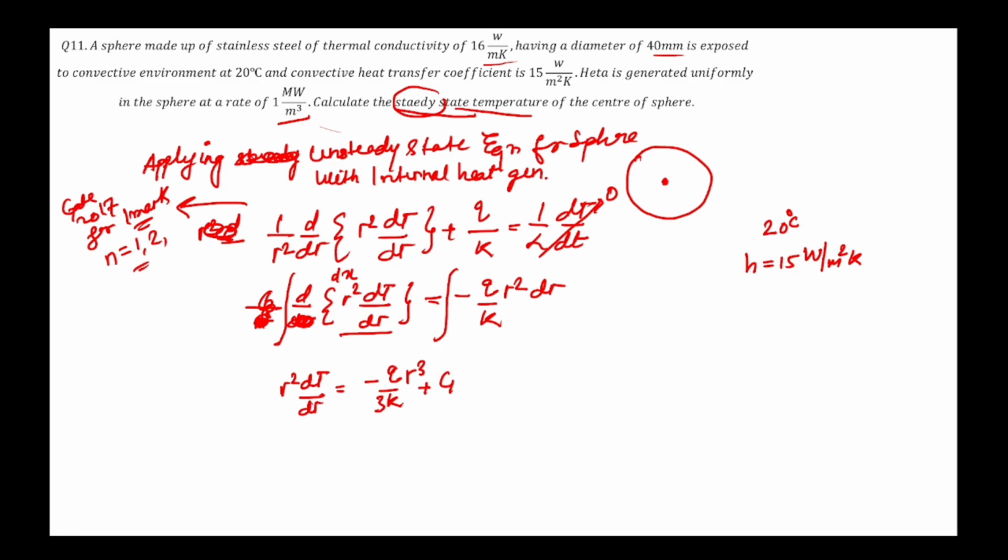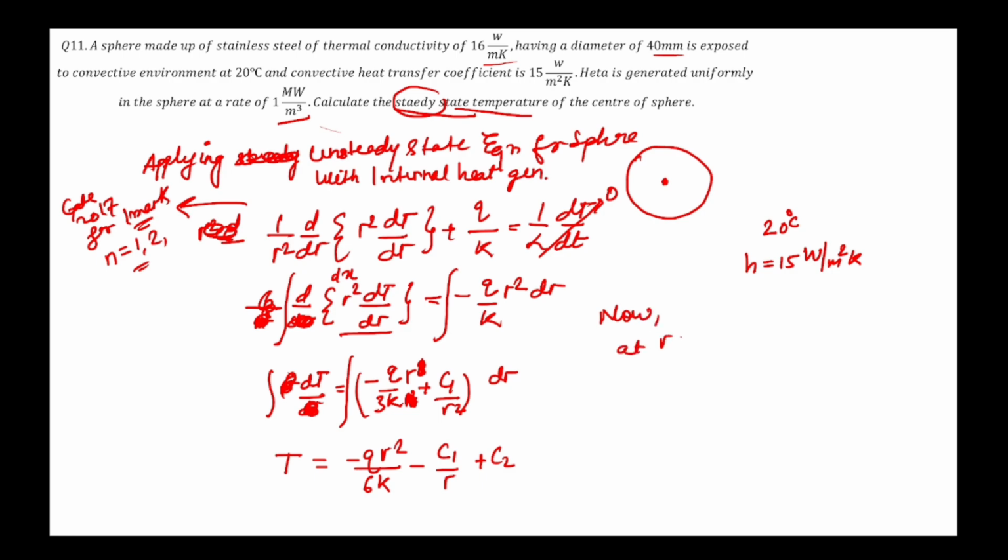Now I am taking dr here and r square here. If I divide by r square, this becomes r, and this becomes 1 by r square. Integrating again, T is equal to minus q r square by 6k minus c1 by r plus c2. Now what are the boundary conditions?